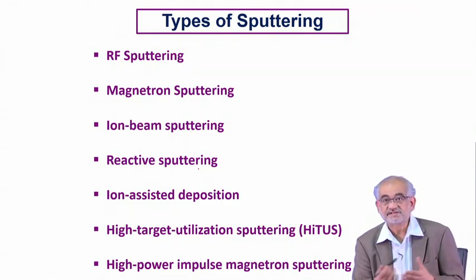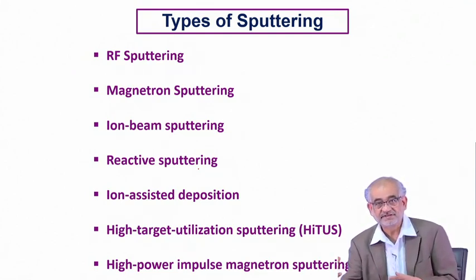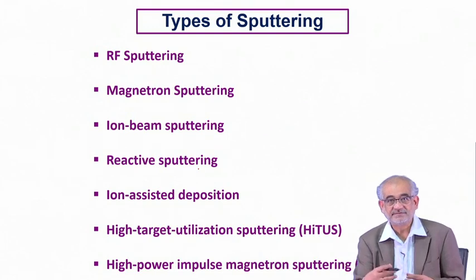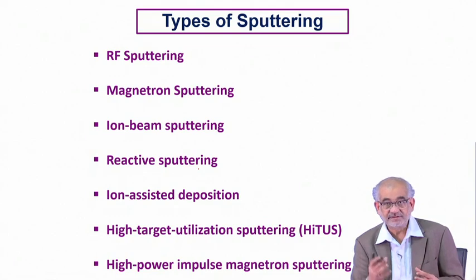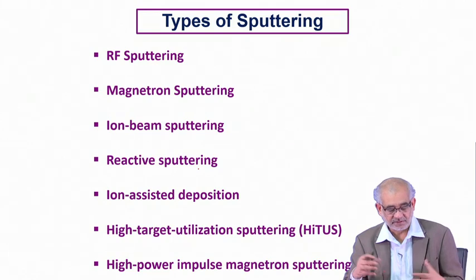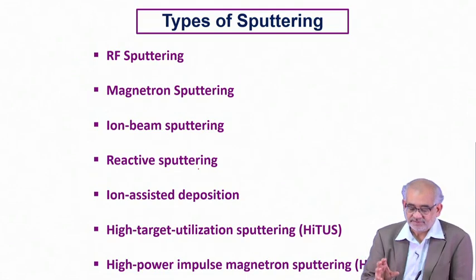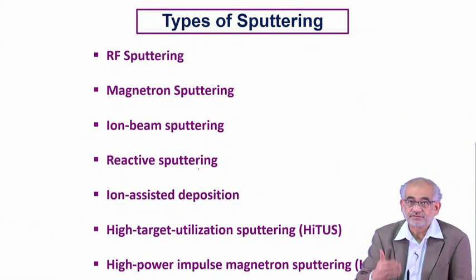Similarly, deposition could be assisted by an ion beam, where the ion beam is not a part of the same chamber, it is created elsewhere, and that ion beam can come and assist the deposition. We can create a separate activation source for creating very high target utilization for sputtering. Also, we can use a magnetron sputtering unit to create a very high impulse for deposition. The deposition rate could be much higher in that case. So these are the various possibilities of sputtering.